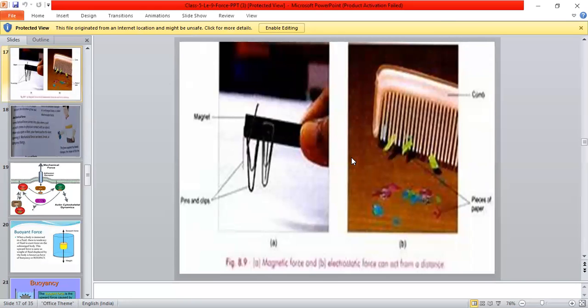Here in this case, the comb is attracting the bits of paper when it is rubbed to a cloth. The comb is getting charged. Such force is called electrostatic force.